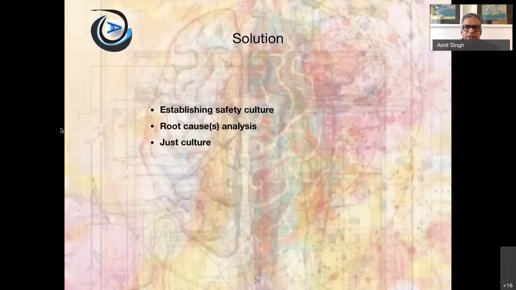Just culture and the tenets. You have to differentiate between an honest mistake and a deliberate mistake and take action accordingly. Build trust so that there can be an exchange of information.